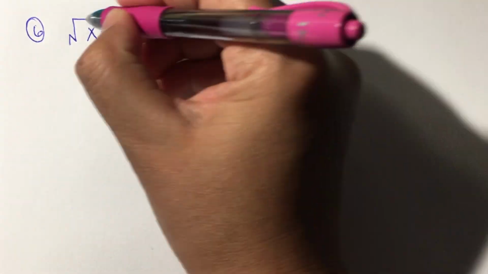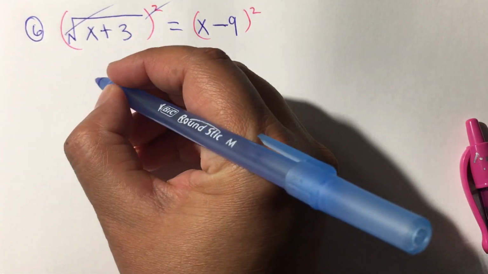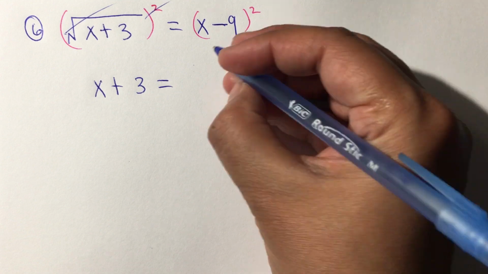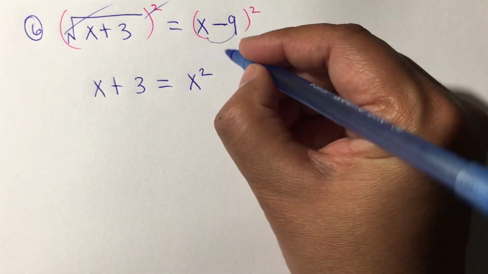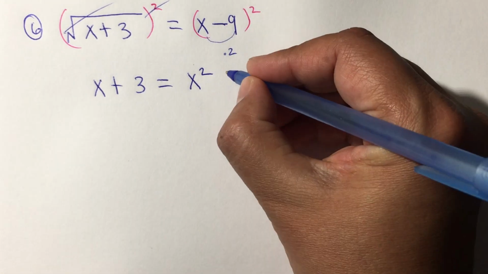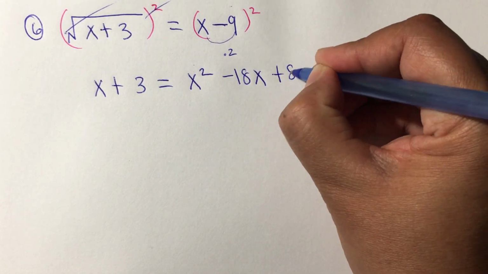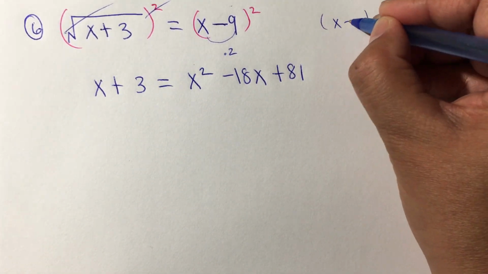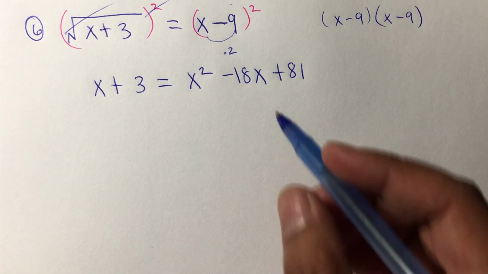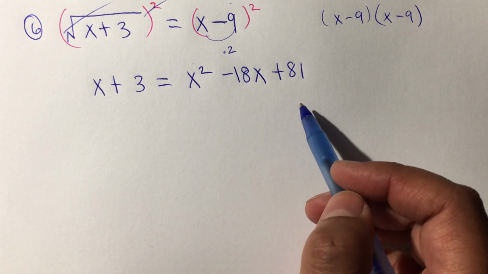Again, we square both sides. And these cancel each other, so we have x plus 3 equals, again, the square root of the first one is x squared. Multiply this and then times 2. So x times -9 is -9x, times 2 is -18x. And then b squared is -9 times -9, which is +81. Again, if you want, you can check by doing the double distributive property or FOIL, and you should get this same thing.